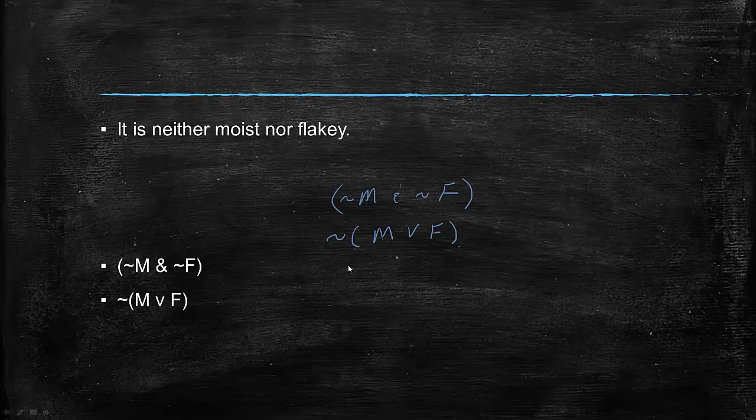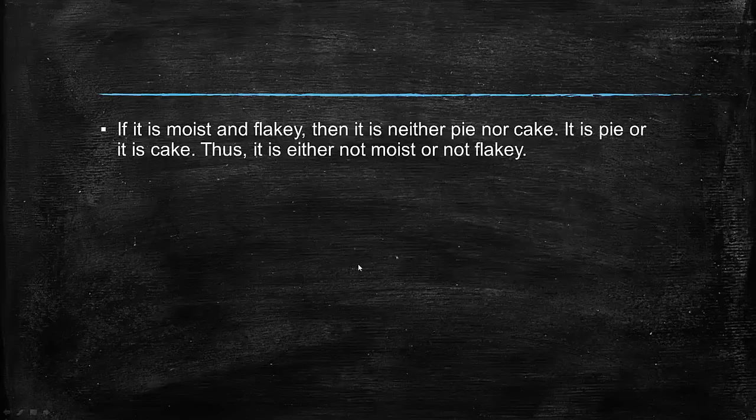All right. If it is moist and flaky, then it is neither pie nor cake. It is pie or it is cake. Thus, it is either not moist or not flaky. Well, that's an argument, right? So let's represent it as an argument.